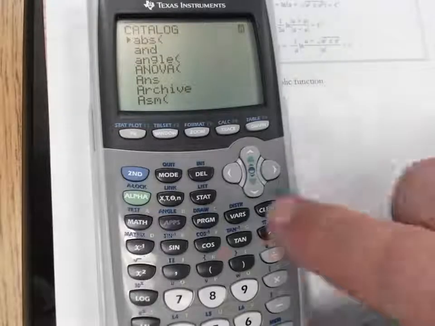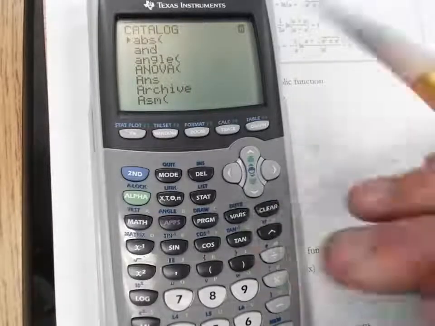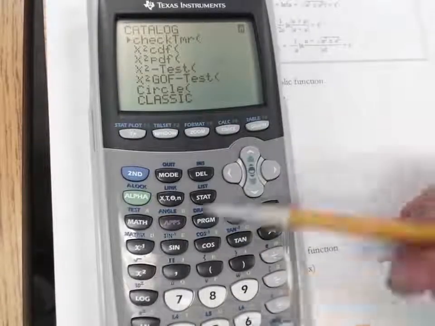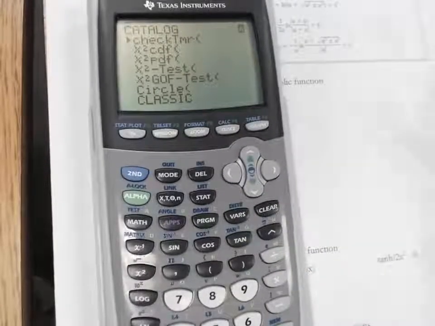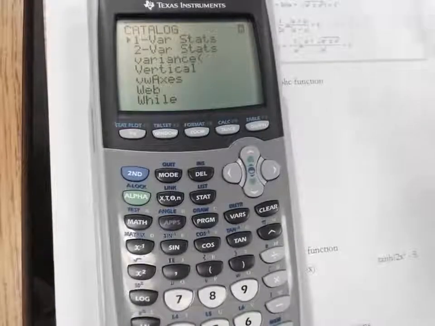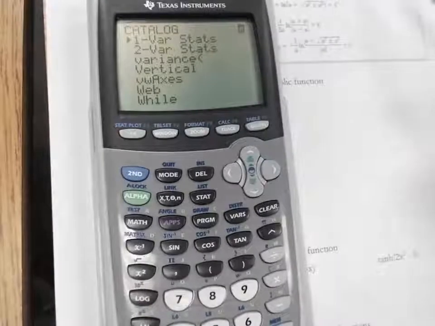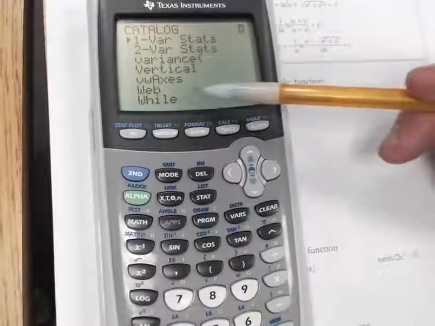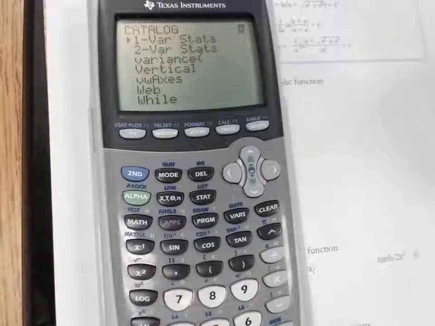For example, if I were just to hit and find the letter C above program, these are all the functions my calculator has that begin with C. Or maybe I'm looking for a V function, like vegetable. Well, there's not a vegetable function for those of you that love your vegetables. So this is a quick way to navigate through the catalog.